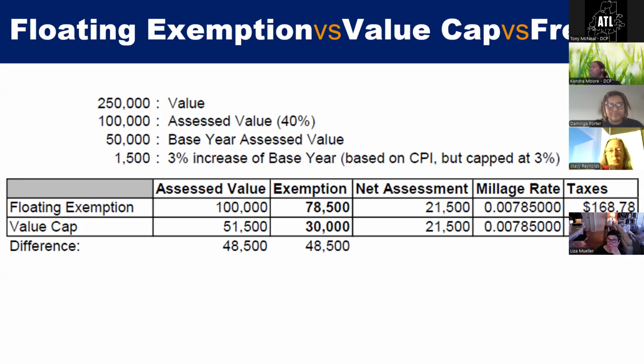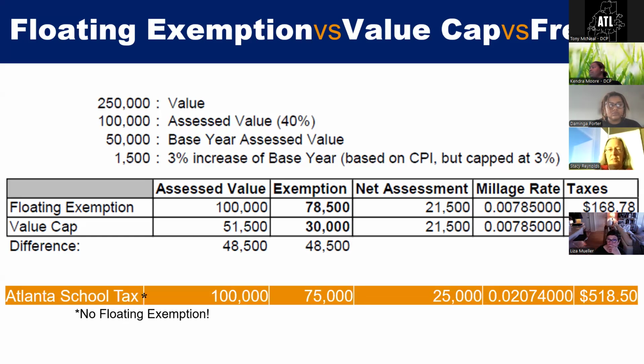And the reason this is important is because even with the basic exemption, you end up saving a good bit on your taxes with the floating exemption. By comparison, with the Atlanta City schools, even if you had the highest senior exemption, you end up paying more in tax than the school taxes. So the example here is that you still have that same $250,000 home.